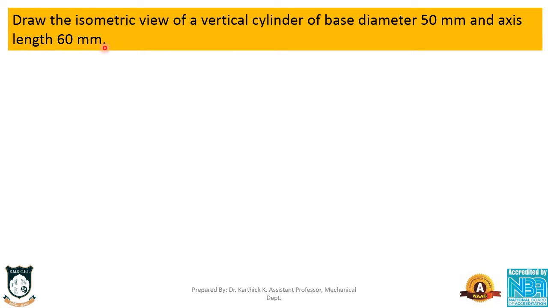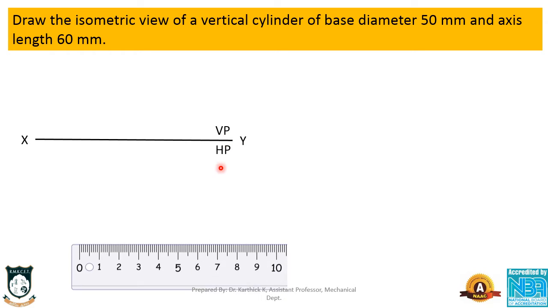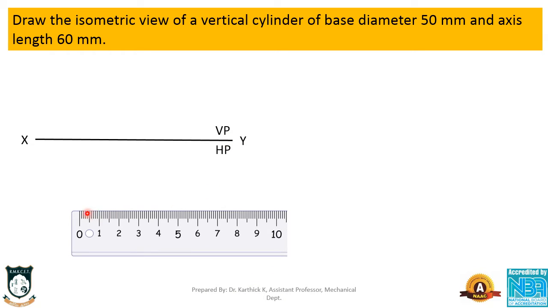To start with, first draw a reference line, mark x, y, vertical plane, horizontal plane. Then you know the diameter is 50, just draw a 50 mm line, mark center, that is 25. Take your compass, measure 25 mm radius and complete the circle. Then you can segment this circle into 4 equal parts.